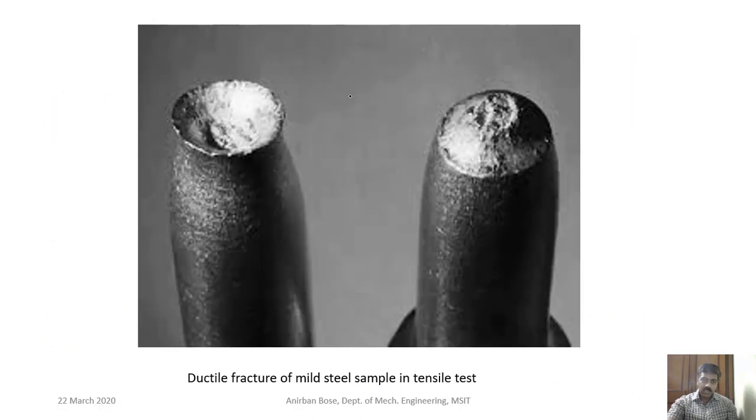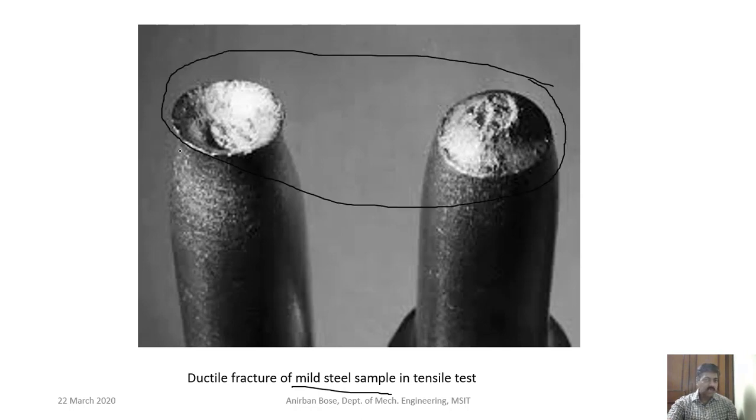And here you can see one picture of a ductile fracture of a mild steel sample, and here you can see a typical cup and cone formation occurs. As if this is a cone and this is a cup, so this kind of ductile fracture is called a cup and cone fracture. This is very common.